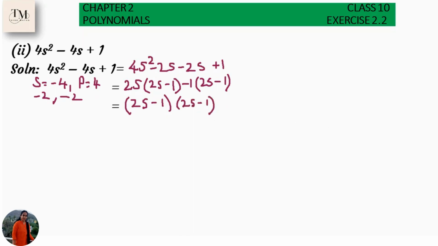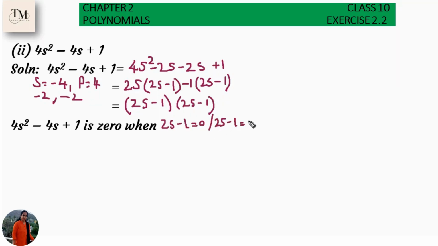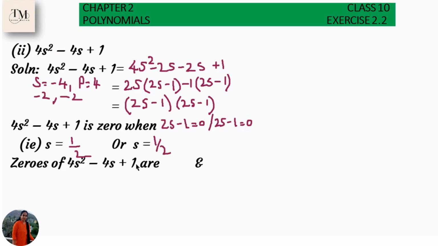So when this polynomial is 0, you get 2s minus 1 is equal to 0 twice. So when you equate, 2s will be equal to 1, so s is equal to 1 by 2, two times. So the zeros of 4s square minus 4s plus 1 are 1 by 2 and 1 by 2. So these are the zeros of the given polynomial.